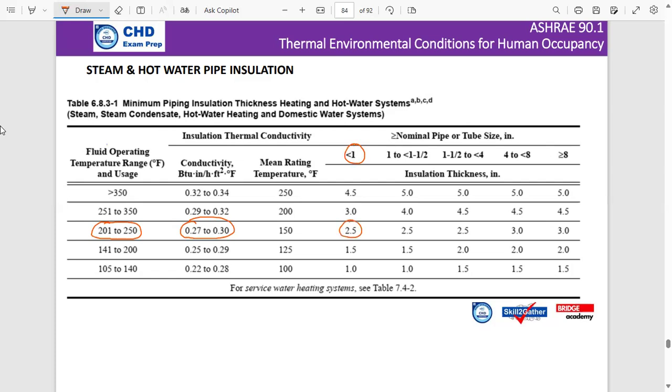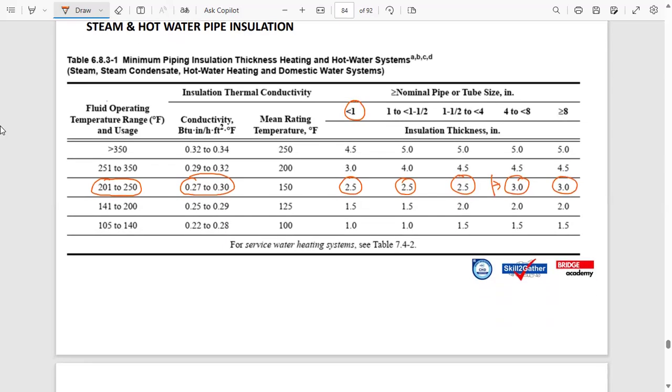Up to 4 inch, the insulation thickness is actually the same. You have to provide the insulation thickness 2.5 inch. 4 inch and above pipes must be insulated with 3 inch insulation, pardon me.